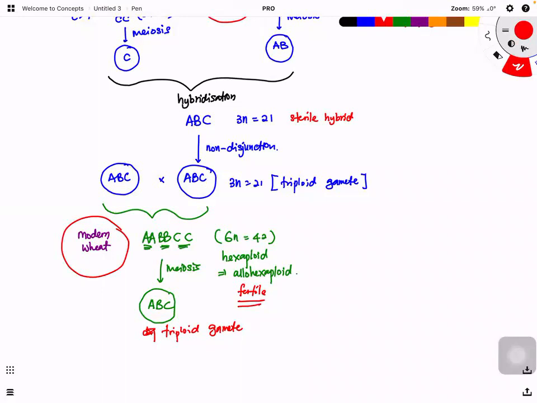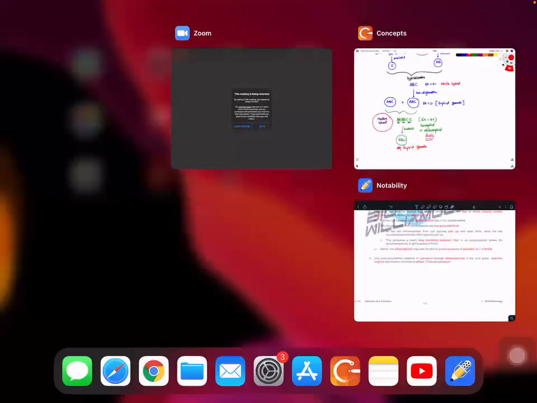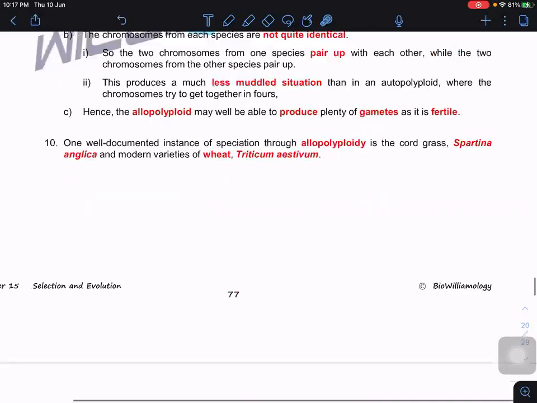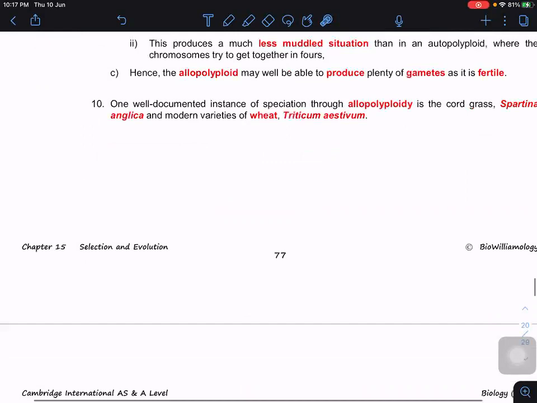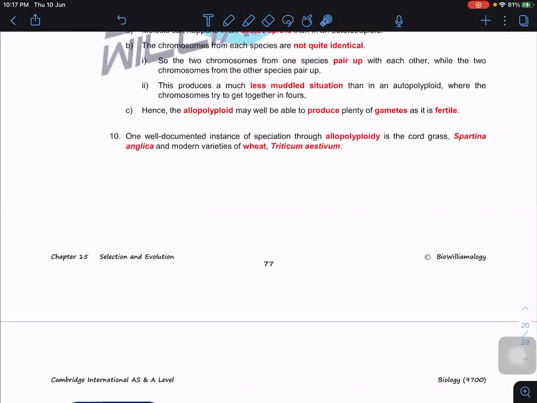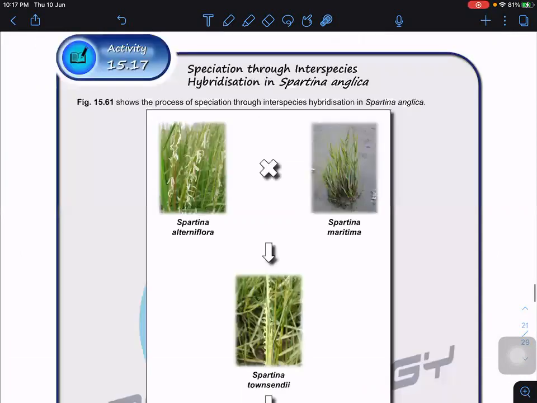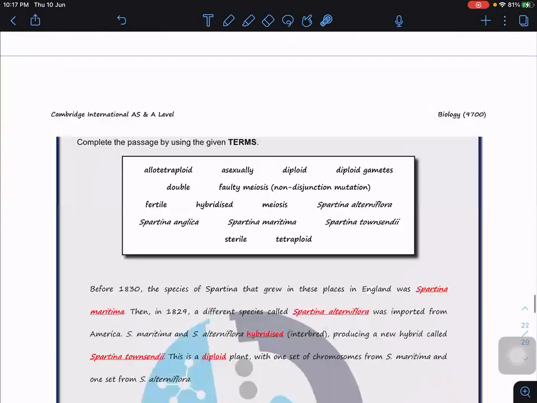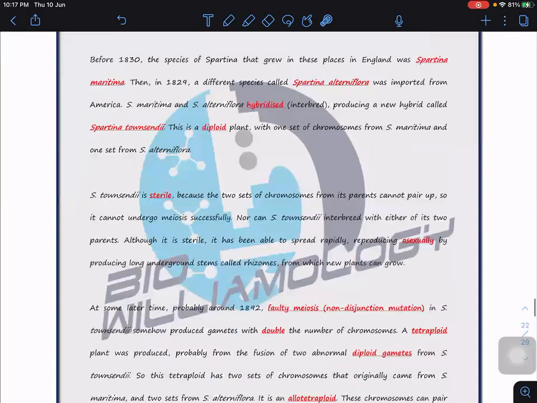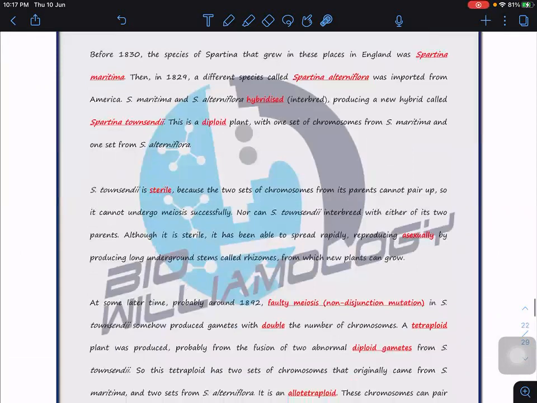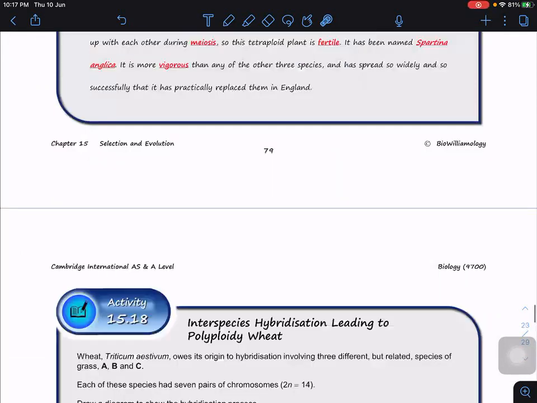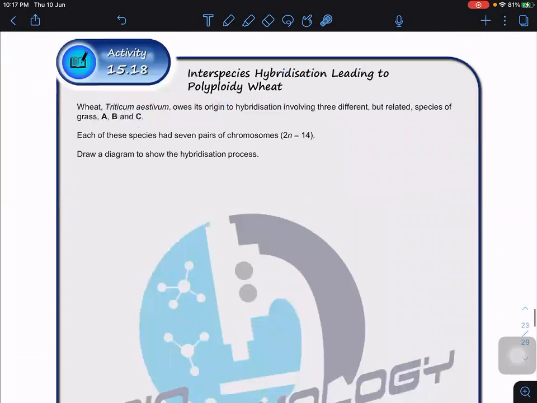Okay, so come back to our notes here. One well-documented instance of speciation through polyploidy is Spartina anglica, and the modern variety of wheat called Triticum aestivum. You can scroll. Interspecies hybridization leads to polyploidy of wheat A, B, and C, which I have just done.